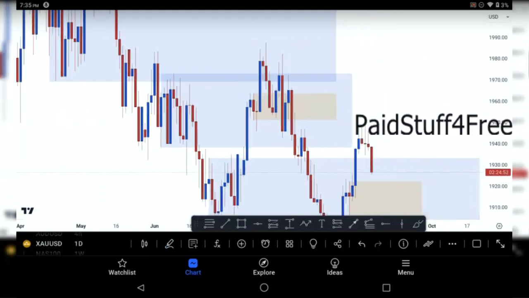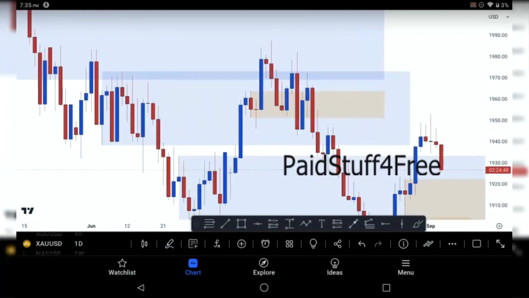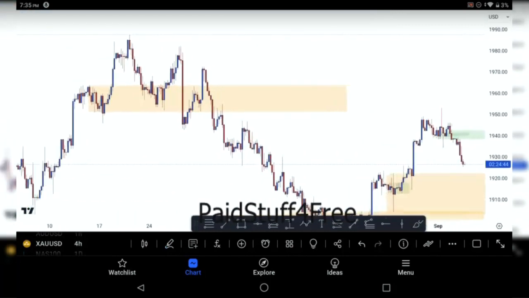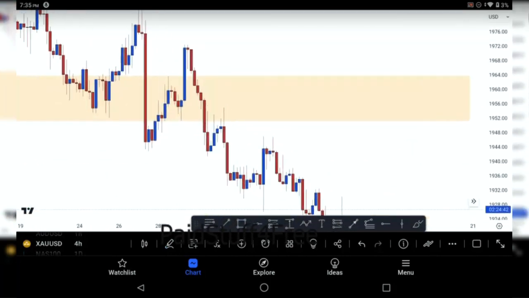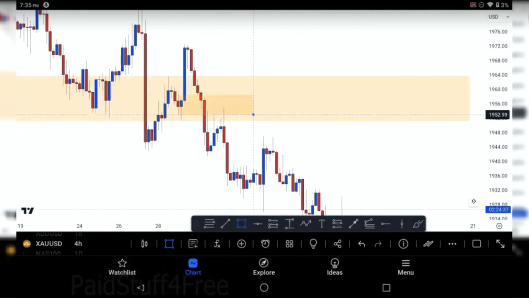When price pulled back inside this zone, I did a 4 hours change of storyline. Was there a 4 hours change of storyline? Yep, 4 hours change of storyline. That's the reason why price was selling.